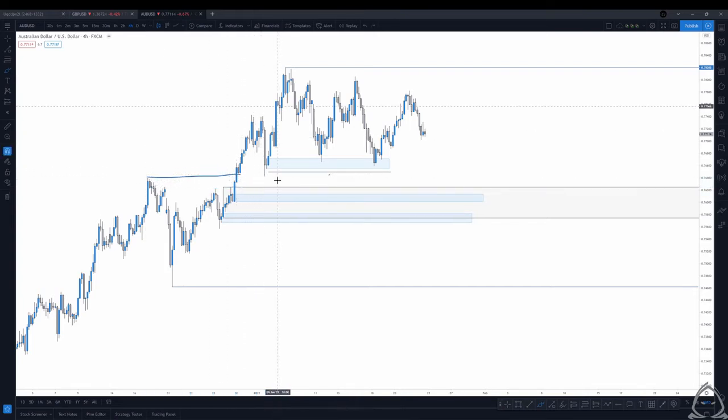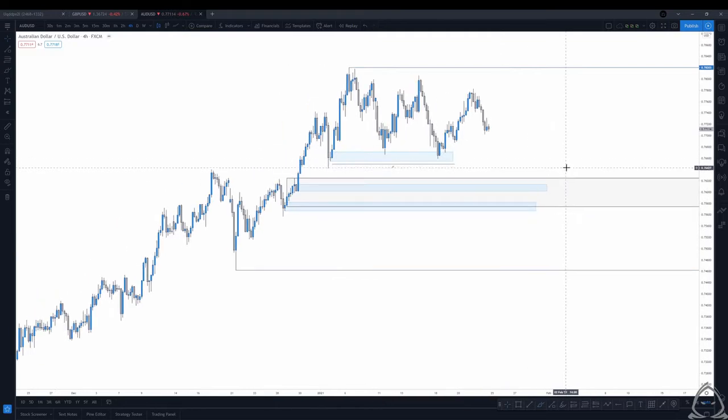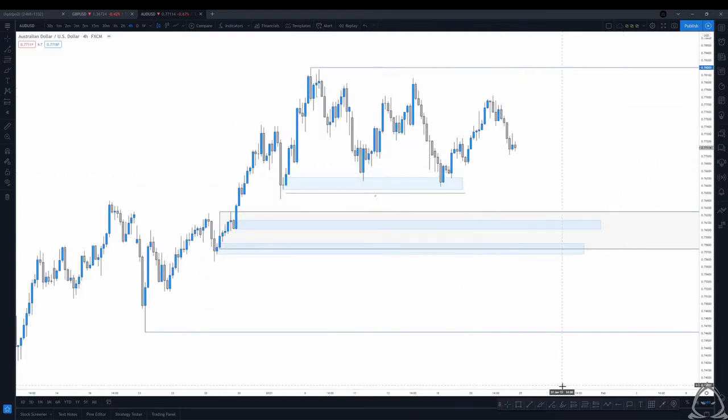And I know I've mentioned this in a few commentaries, but I just want to make sure that any of our new members that are joining us for the first time, or just recently, understand the logic of these particular areas. And effectively, what I would be waiting for from this 4-hour perspective is for price to break this sell side liquidity and then tap into this higher time frame point of interest.